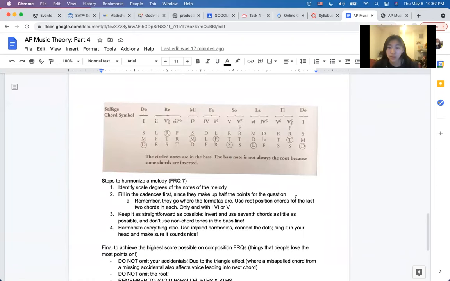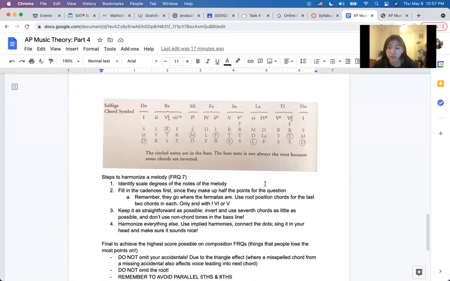So, the steps to harmonize a melody for free response question 7. First of all, you want to identify the scale degrees of the notes of the melody. Remember how I said they're going to give you the soprano of it? Yeah, you want to take a good look at that, see if you can determine which scale degrees you're going to need to harmonize with. And then you're going to fill in the cadences first, since they make up most of the points for this question. The cadences are very important.